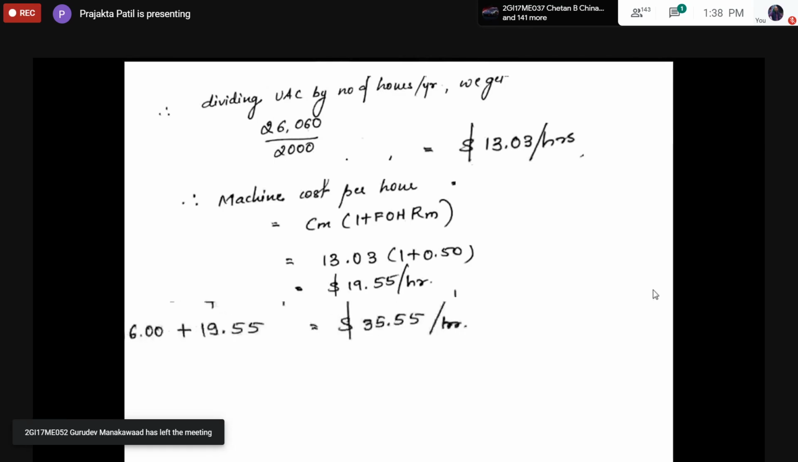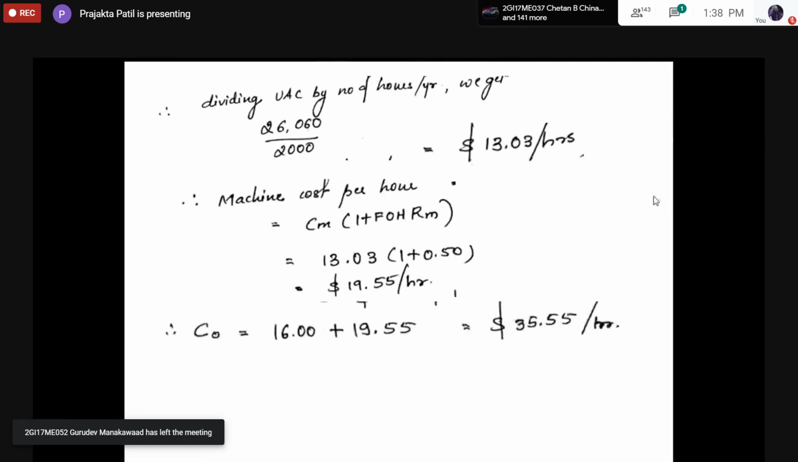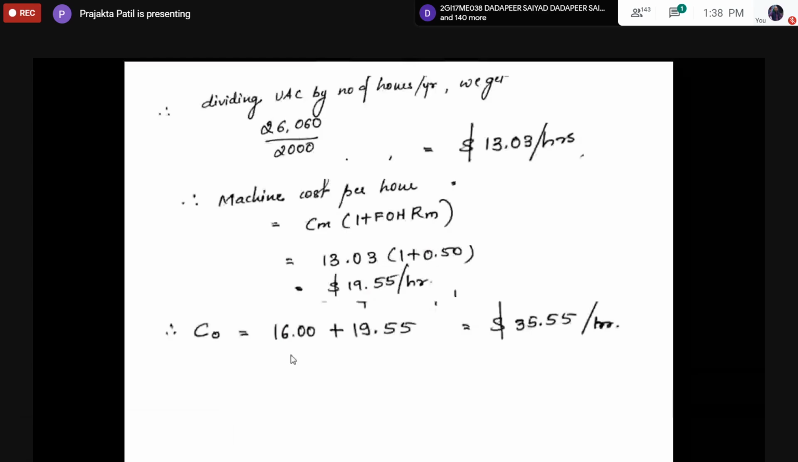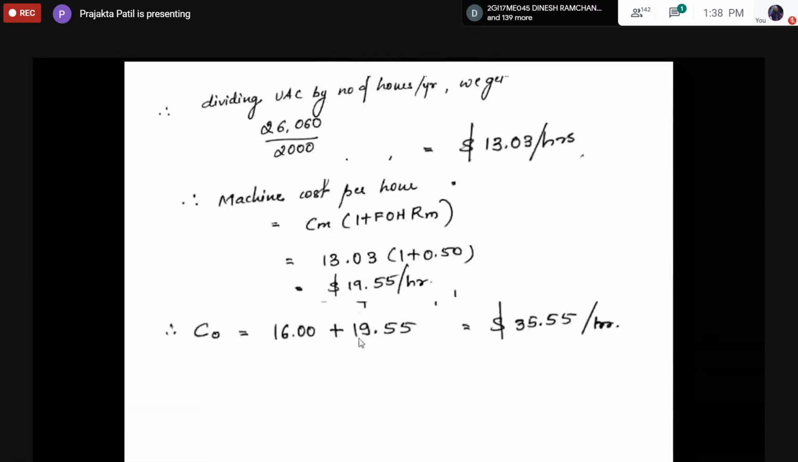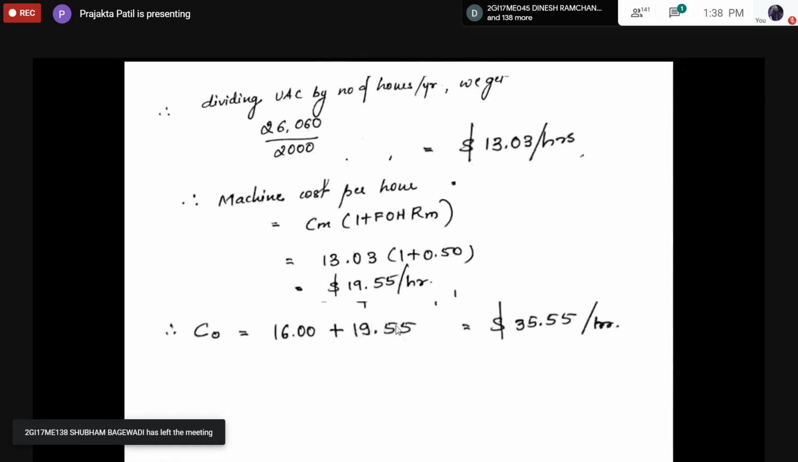So this is the final equation that we have, C naught equals the sum of CL into (1 plus FOHRL) and CM into (1 plus FOHRM). I've separately found their values and just added them to get the final answer. So you get $35.55 per hour. This is the cost to operate the work center.